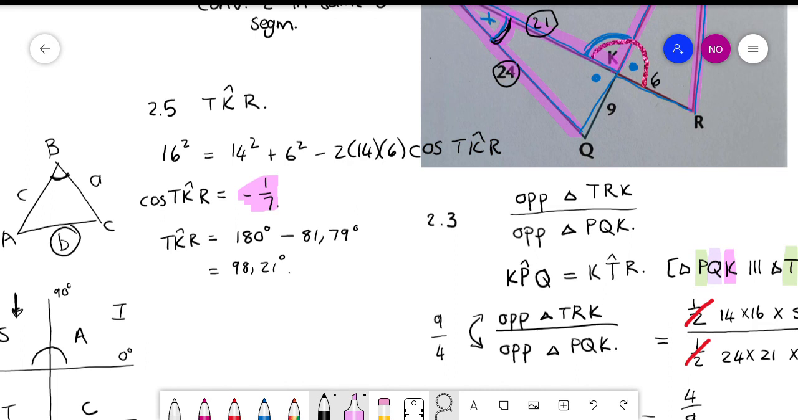Okay. So now I found that angle, but I'm looking for this angle, so I'm going to say 180 degrees minus this. Like I said, it's a bit counterintuitive. So this is your final answer.